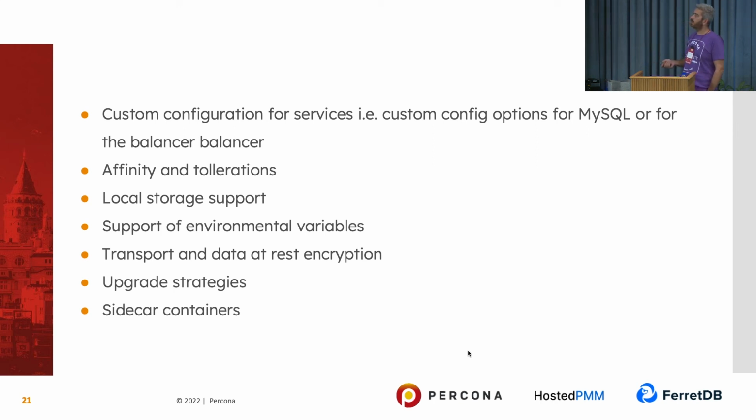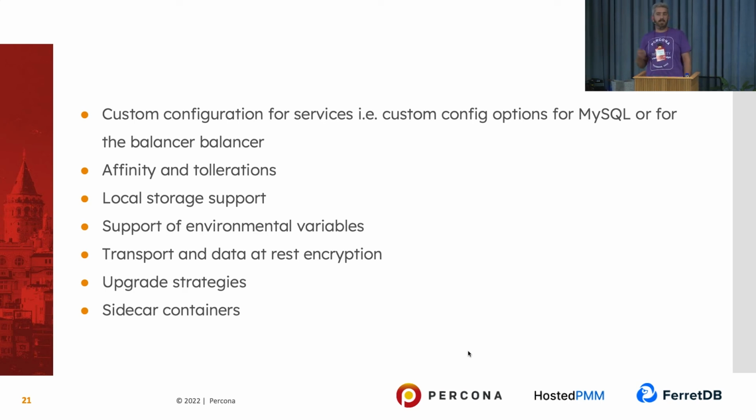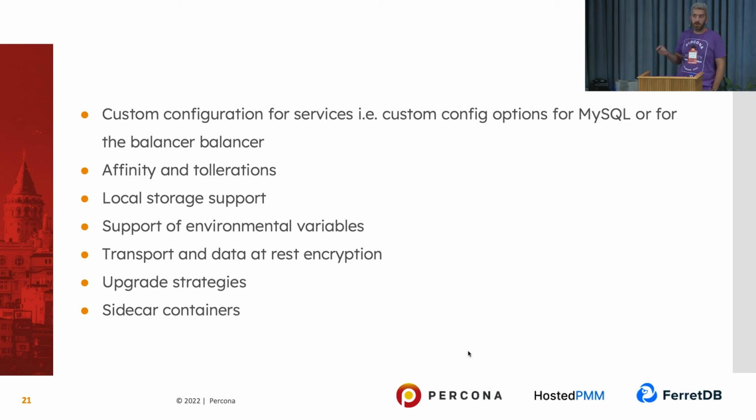You have support of environmental variables. If you want, for any reason, to pass environmental variables, either passwords or tools or versions or whatever may be necessary for your application, you can do that. So you store the variables in Kubernetes. You submit them through the Kubernetes API using the operator, and these are available to the pods. You can use config maps, for example, and use the variables that you've set.